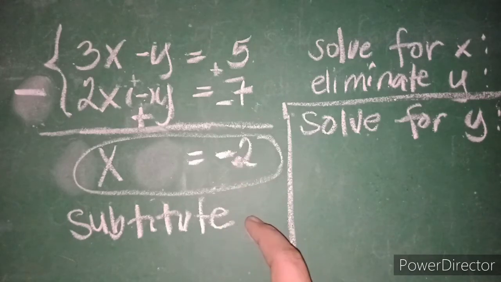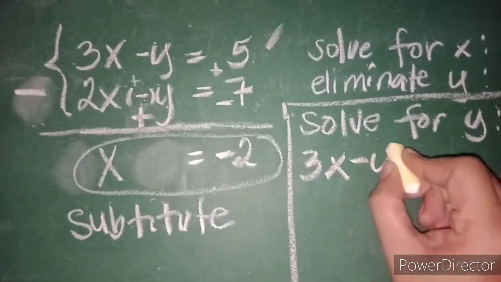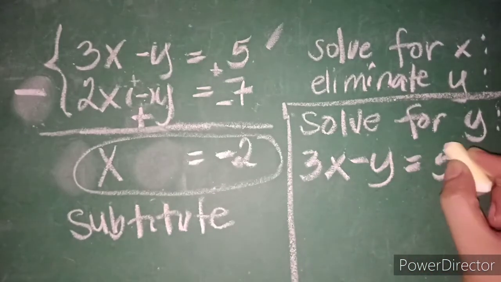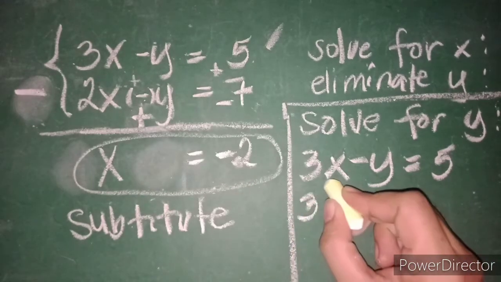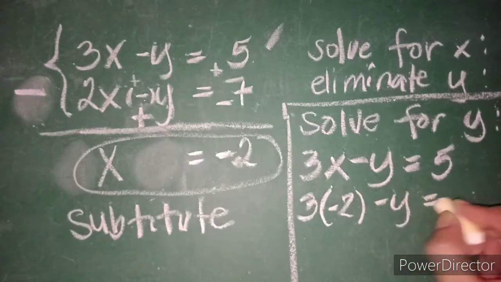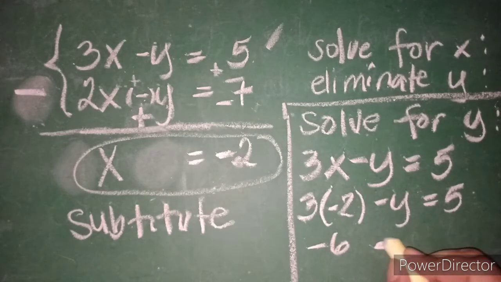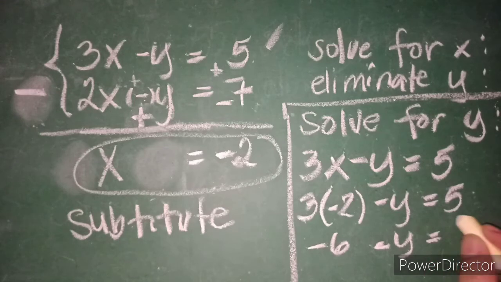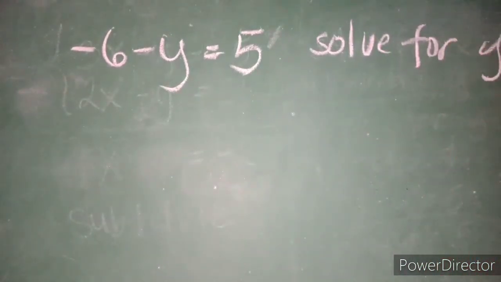Okay? So, pero this time, ang gagawin ko, ang gagamitin kong equation is the first equation, which is 3x minus y equals 5. Okay, and then, papalitan ko yung x ng negative 2. So, 3 times negative 2 minus y equals 5. Okay, then simplify. 3 times negative 2 is negative 6 minus y equals 5. Okay, and then simplify, we're going to solve for y. Okay, so ang equation natin ngayon is negative 6 minus y equals 5.